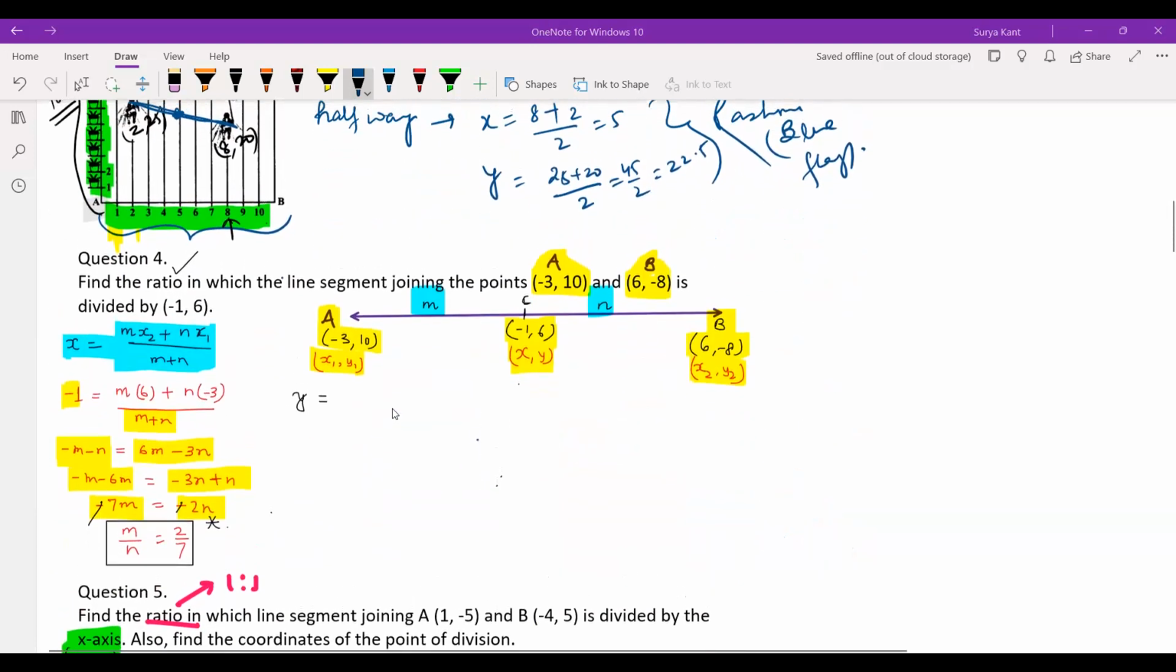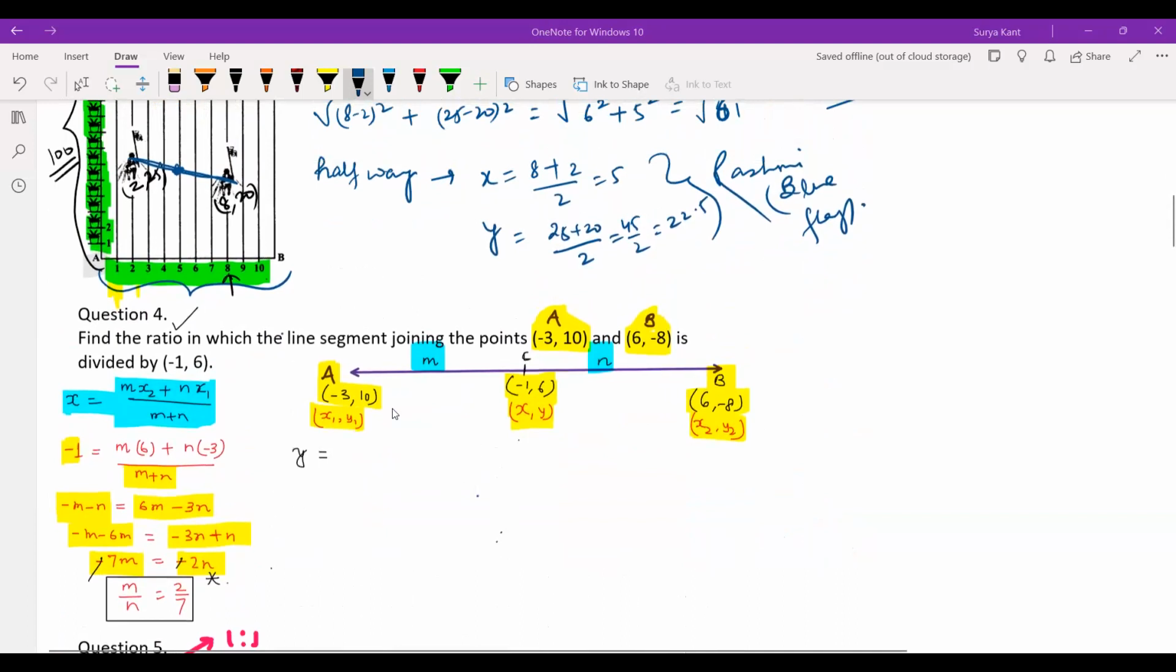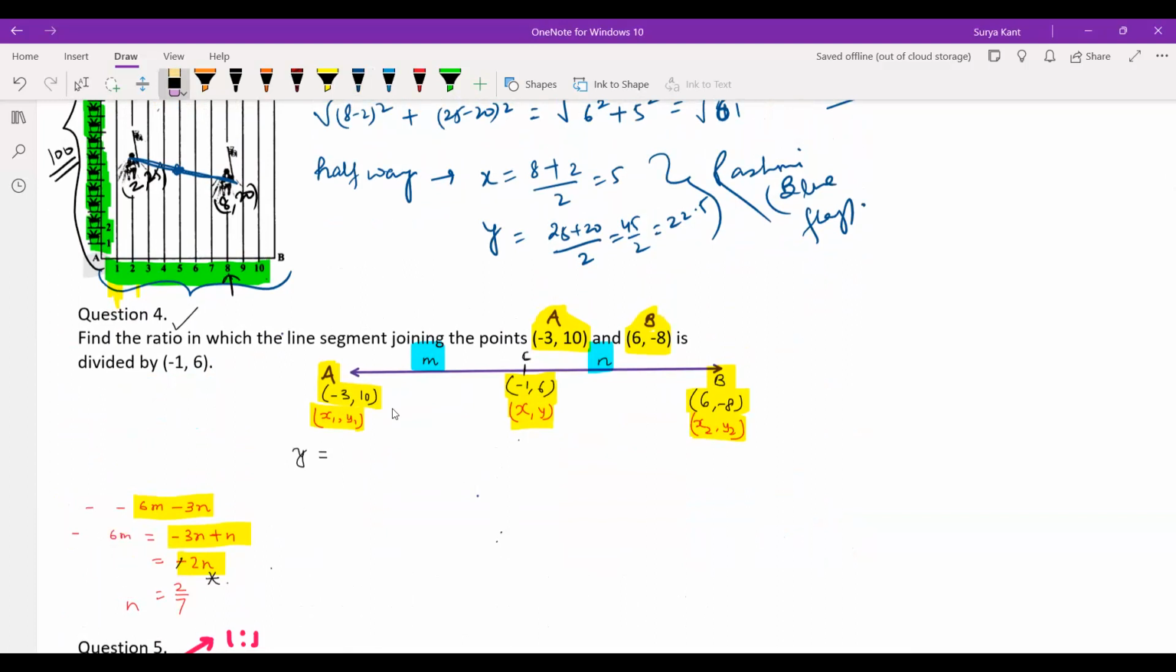See question number 4 now. Find the ratio in which the line segment joining the points -3, 10 and 6, -8 is divided by -1, 6. They're asking for the ratio over here, okay? So for ratio, it's very easy. Using any one of x or y, we can find the ratio easily. That's all.